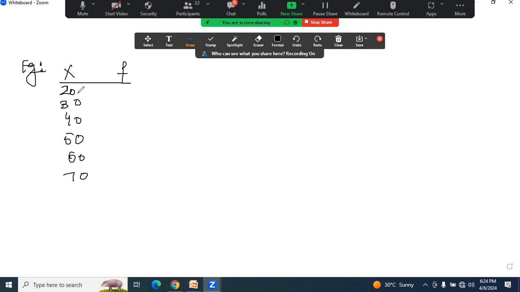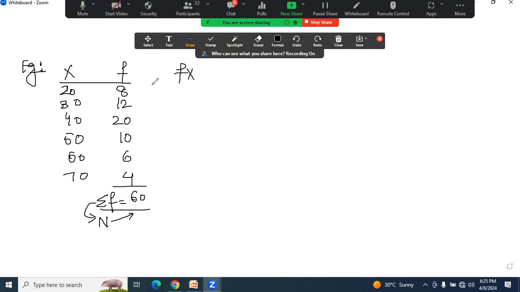And we have frequency. For example, 20 marks 8 students are getting, 30 marks 12 students, 40 marks 20 students, 50 marks 10 students, 60 marks 6 students, and 70 marks 4 students. Can you tell me the total of frequency? How much will it be? 60. Good. Generally the total of frequency is denoted as capital N. That is 60.